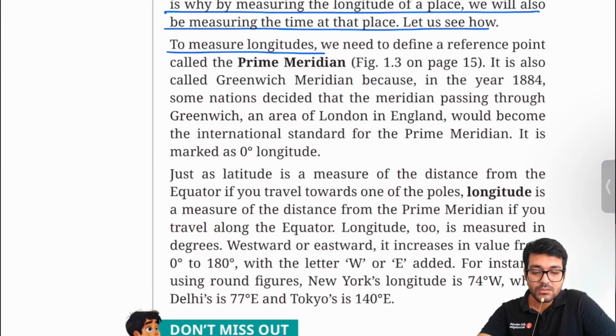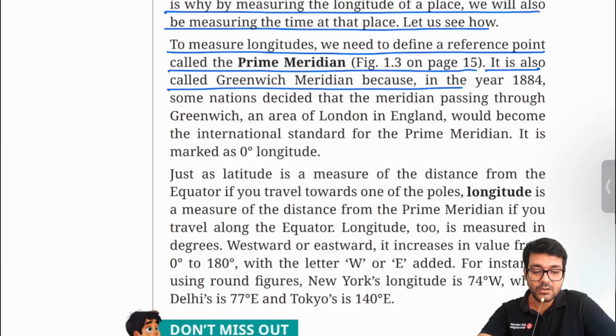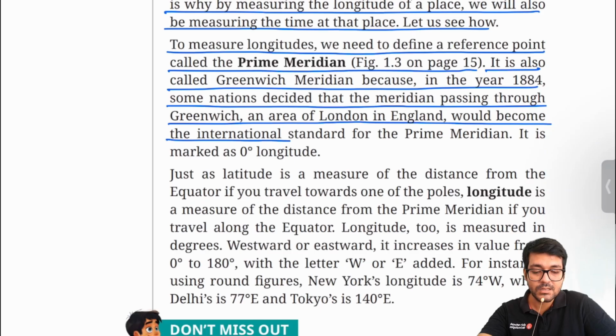To measure longitudes, we need to define a reference point called the prime meridian. See figure 1.3 on page 15. It is also called Greenwich meridian because in the year 1884, some nations decided that the meridian passing through Greenwich, an area of London in England, would become the international standard for the prime meridian. It is marked as 0-degree longitude.